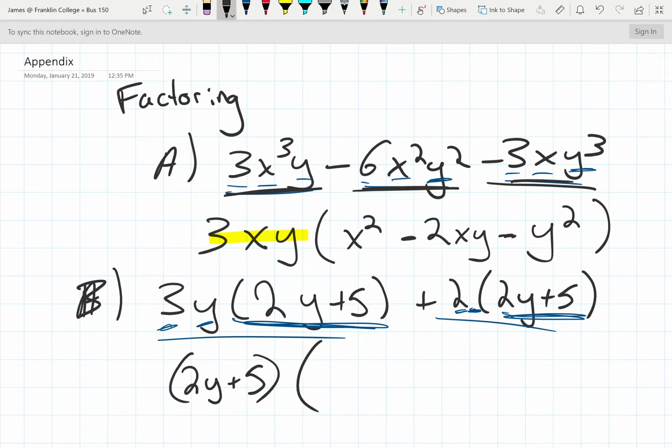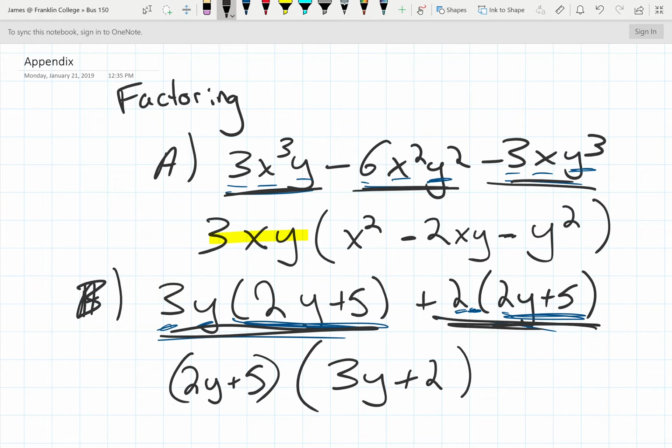So if we factor out 2y plus 5 from that first thing here, all we're going to have left over is 3y. If we factor out a 2y plus 5 from the second thing, all we're going to have left over is 2. So that is factoring that second equation. We figured out what we're going to factor out, and that was this 2y plus 5. And then we factored out 2y plus 5 from the first term, and from the second term, and we were left with (2y plus 5) times (3y plus 2).